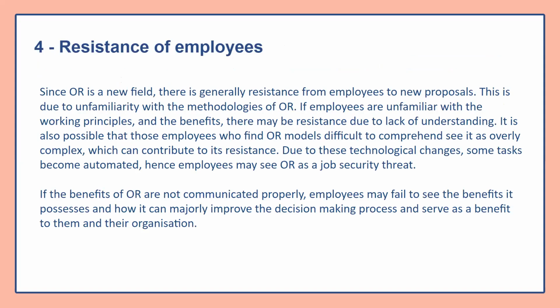The fourth factor of limitation is resistance of employees, meaning that people working in the organization hesitate with OR. The main reason for this is unfamiliarity with OR, since employees do not understand the methodologies and benefits of OR and how it can improve decisions. It may also be possible that employees do not understand OR models and see it as a very complex thing, which makes them hesitant to use it.